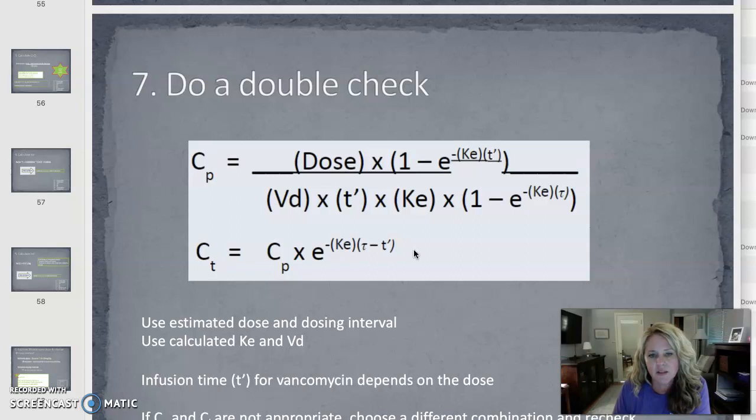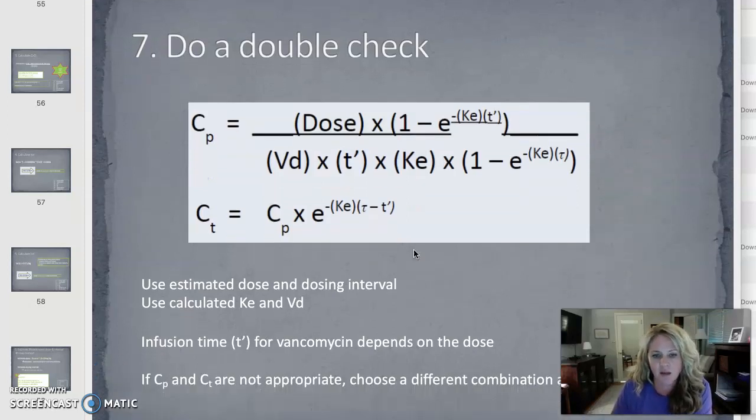And you can plug this in and do a double check. So we've calculated our population parameters, volume of distribution and KE, and our dose. And if you want to know what we expect the peak and trough to be, you can use this formula to calculate it. Again, remember that the T prime is your infusion time.